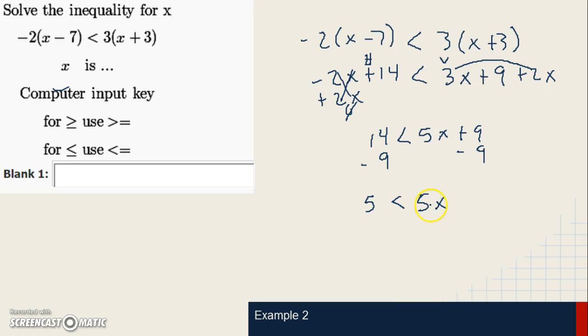Now I've got to get rid of this 5 since it's being multiplied. I know I need to divide, so I'm going to divide by 5. Divide by 5, and I'm left with 1 is less than x. Because x is on the right side, and in the answer blank it's on the left side, I've just got to flip my inequality around. So this can be rewritten as x is greater than 1. Now I'm going to type it in. X is greater than 1.